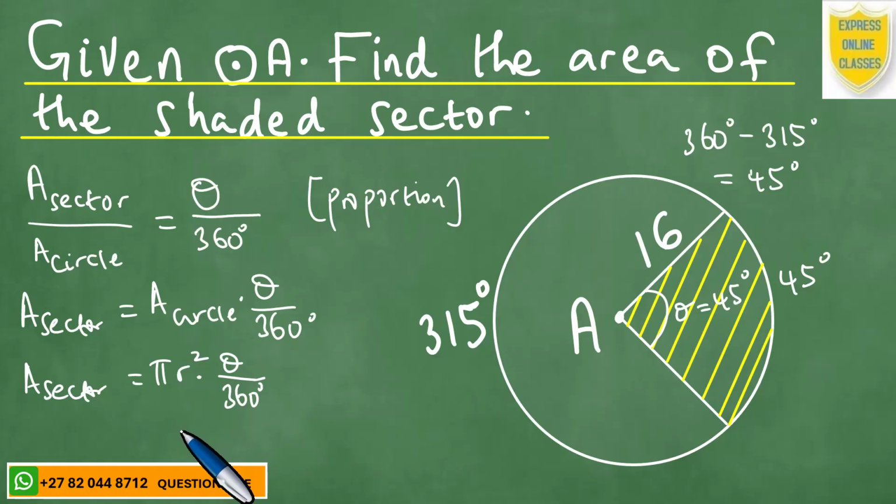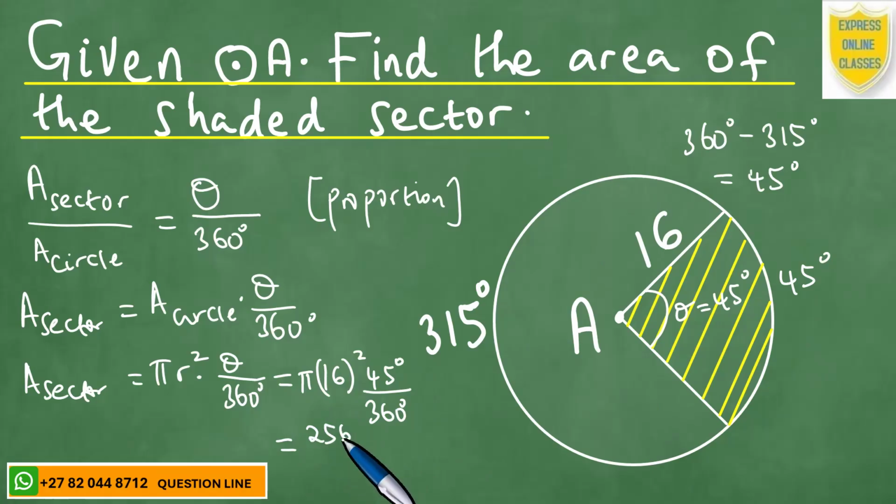At this point, we perform a couple of substitutions. We have pi, the radius is 16, and we square it. The central angle of the sector is 45 degrees. The full revolution is exactly 360 degrees as well. So we simplify this step by step. If we multiply this out, we get that 16 squared is 256.